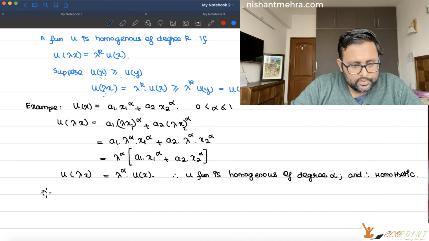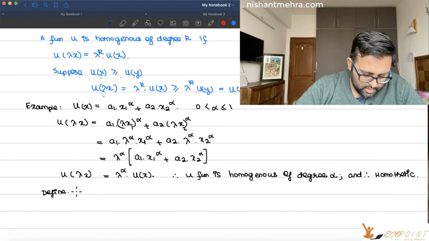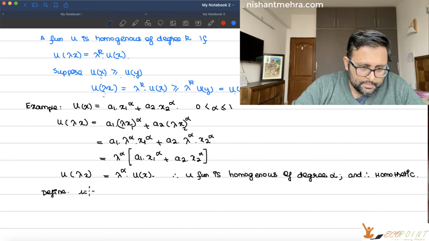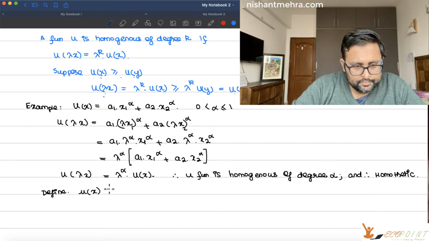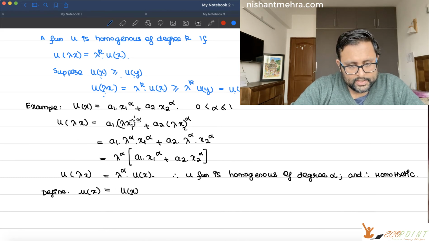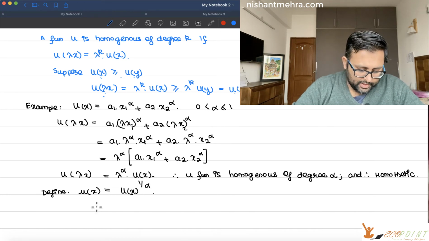Can I also write it in this way? Can I define small u of x as capital U of x to the power 1 upon alpha? I can do that.